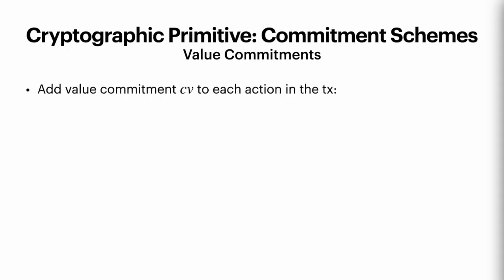So why is that so cool? It's cool because it's going to give us a way to verify the value balance of the transaction. For every action in the transaction, we're going to add a commitment to the value. The value is going to be replaced with m. So our value commitment is going to be v times our point g plus a random blinding factor times h. And this is a different blinding factor from the one in the note commitment.